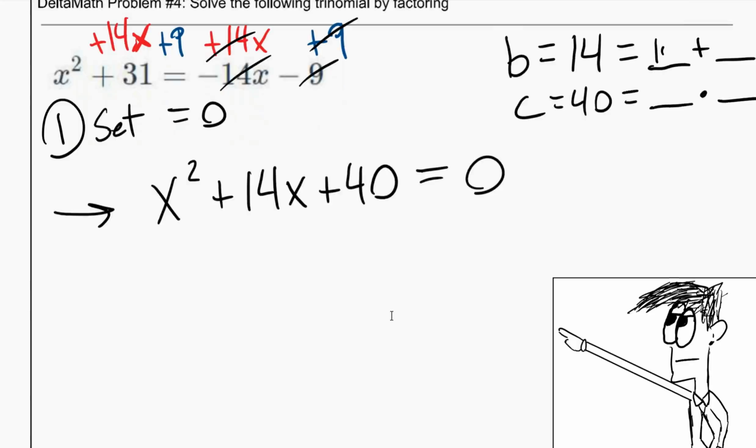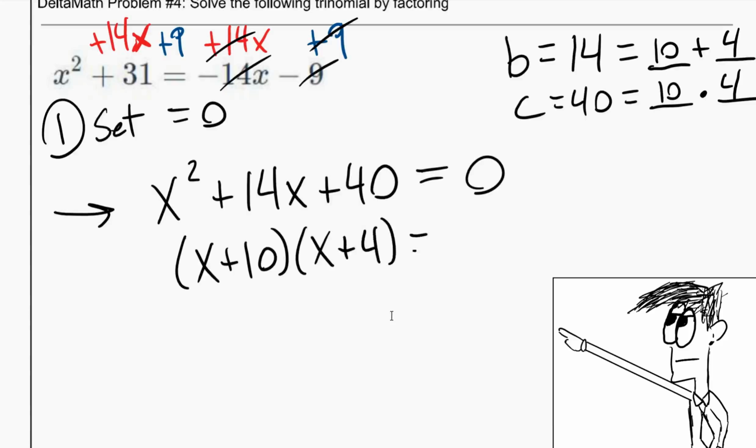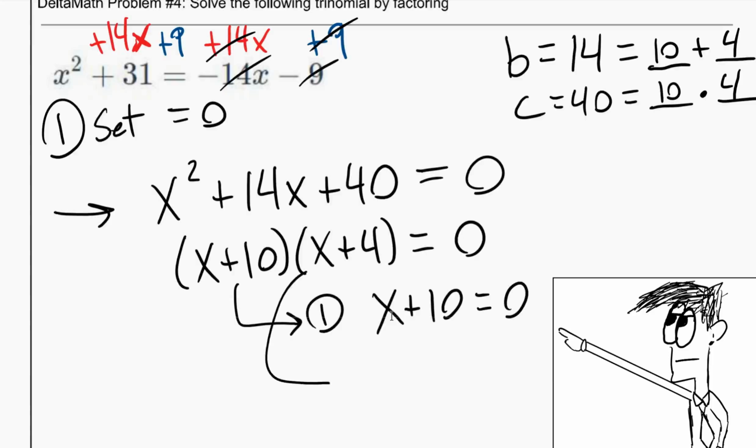If I add 10 plus 4, it'll give me 14. 10 times 4 will give me 40. So x plus 10 and x plus 4 will be my factors. Still set it equal to 0. Case number 1, x plus 10 equals 0. And case number 2, x plus 4 is equal to 0, which produce two results.